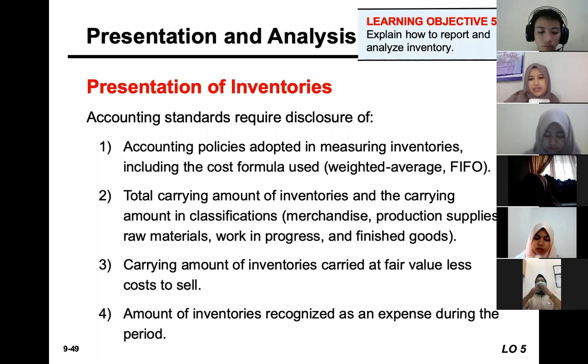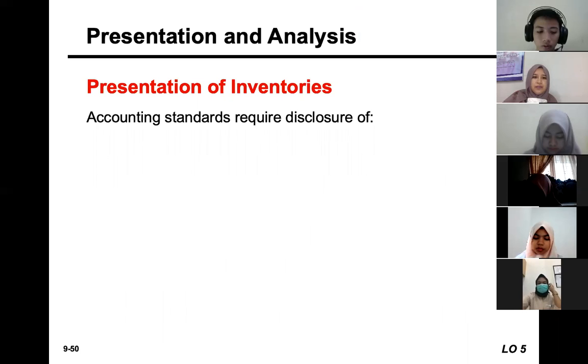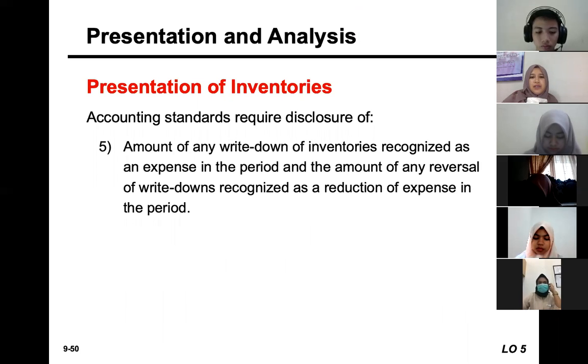Okay, amount of inventory recognized as an expense when we identify there is a shortage. So normally we recognize that shortage as an expense. We write off that inventories. Yeah? Okay, amount of any write down of inventories recognized as an expense. Let's say the products are defective, yeah, rusak, then we need to write down the inventory. Again, we include it in the expense. Yeah?